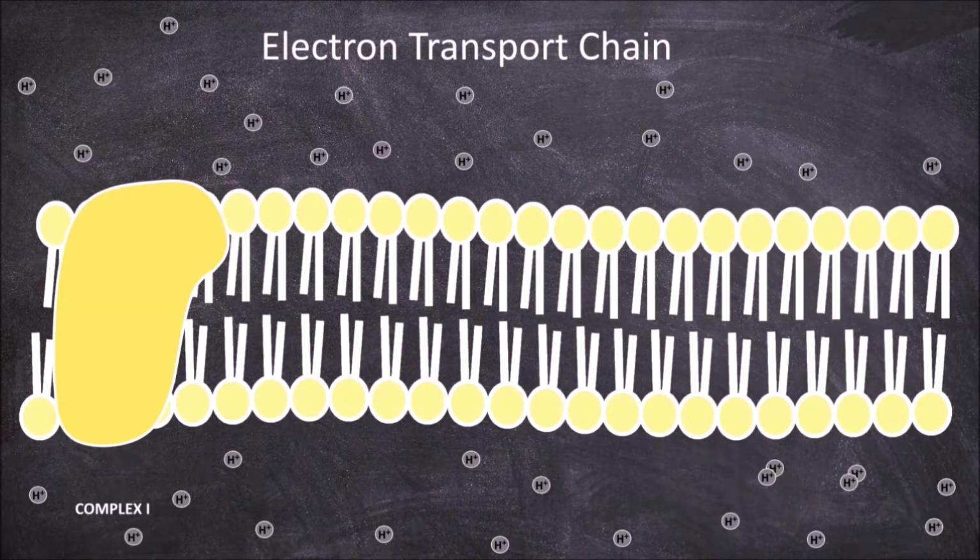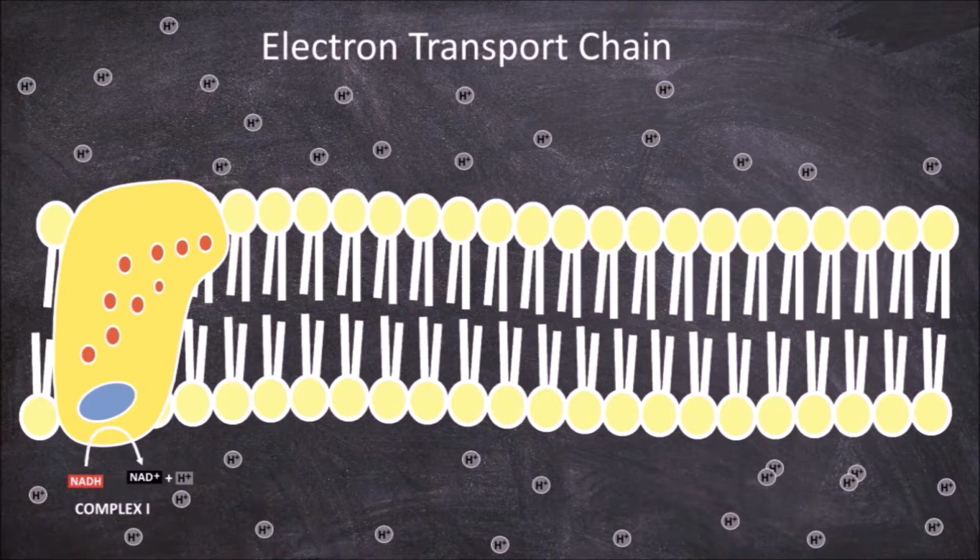Complex 1, also known as NADH coenzyme Q reductase, consists of a flavin mononucleotide and a chain of 9 iron-sulfur redox centers. The chain starts with the NADH produced in glycolysis, pyruvate dehydrogenase, and the citric acid cycle, each being oxidized at complex 1 to produce NAD plus hydrogen by the reduction of the flavin mononucleotide FMN into FMNH2.